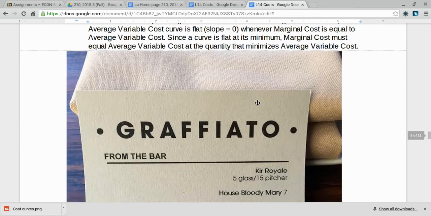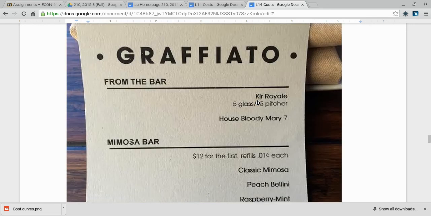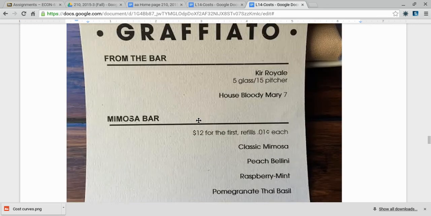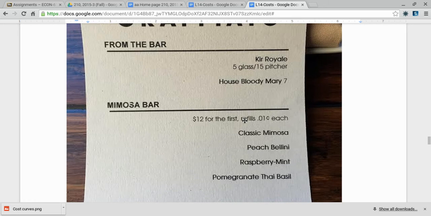Here's a little example. From the bar, you could get a mimosa. It's $12 for the first mimosa and 1 cent each for additional ones. In this case, the average cost of the first mimosa is $12. The marginal cost of the second mimosa is 1 cent. What's going to happen to the average cost after you drink the second mimosa? Well, the average total cost will go from $12 to $6.50 if you buy two.